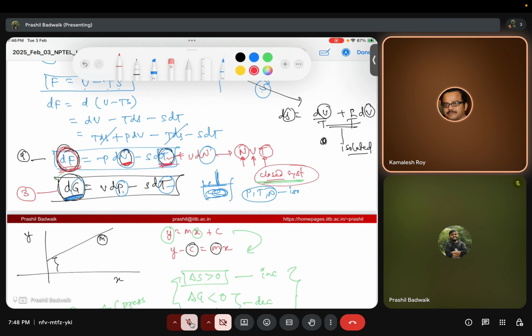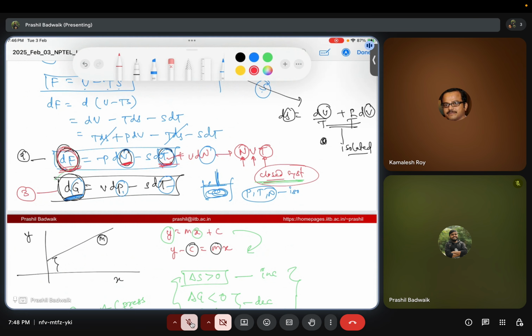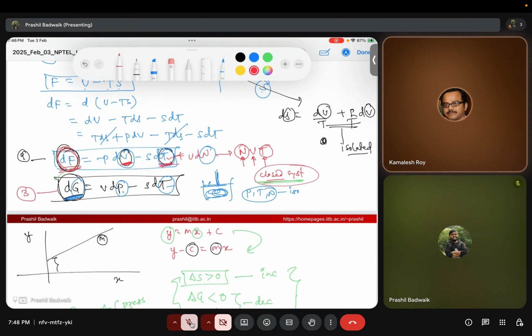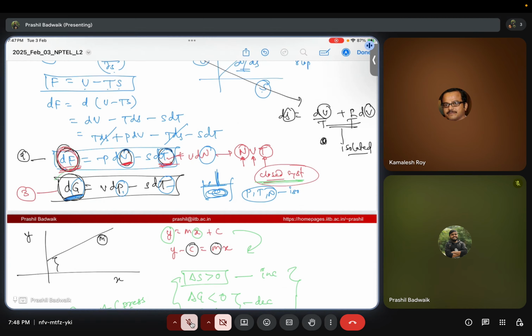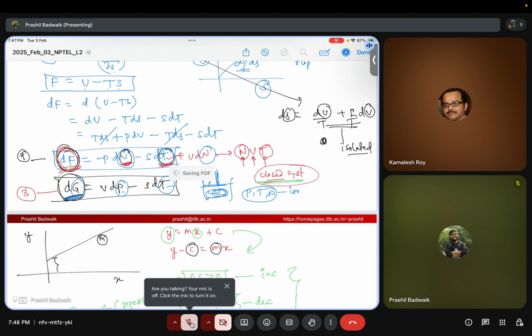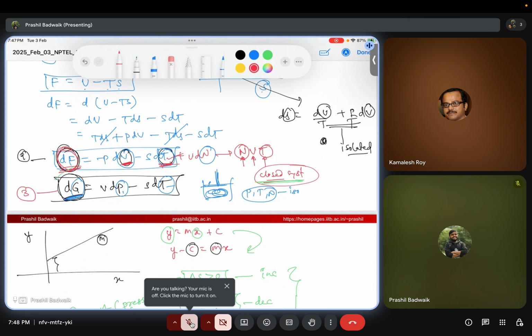So depending on the system that you are simulating on your computer, you can say which free energy will tell you the spontaneity of the process. If you simulate NPT, then it is Gibbs free energy. If you simulate NVT, then it is Helmholtz free energy. And if you simulate an isolated system, then it is entropy.